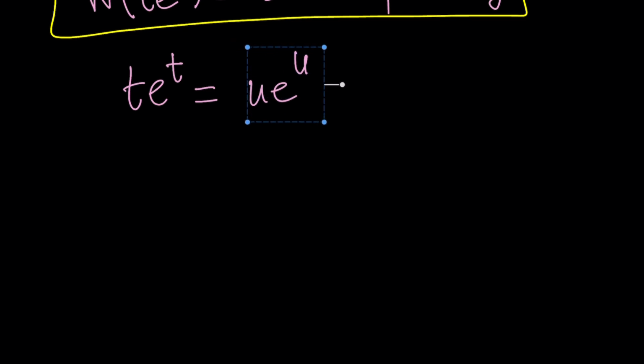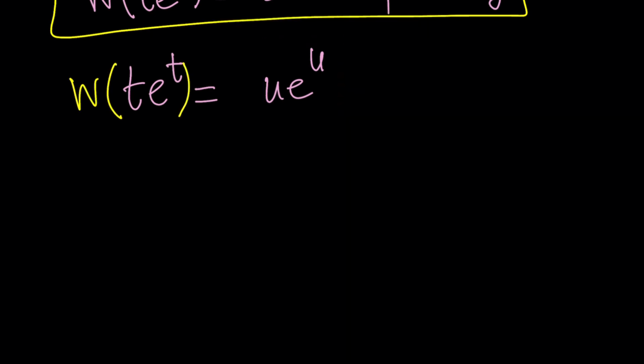Let's go ahead and move this a little bit, make some room. And now we're going to put W here and W here. And by definition, W of t e to the t is just going to turn into t, and W of u e to the u is just going to be u. So t equals u. What does that mean?